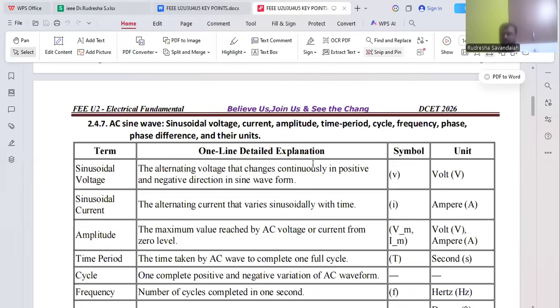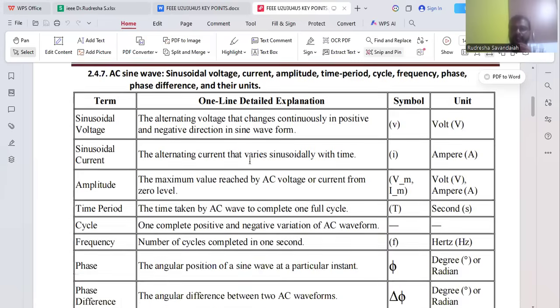Today I'll be discussing AC sine wave, sinusoidal voltage, current, amplitude, time period, cycle, frequency, phase, phase difference, and their units.